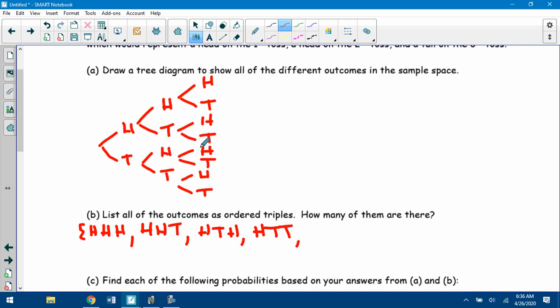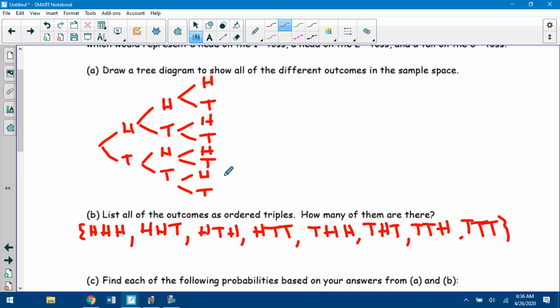Tails, heads, heads. Tails, heads, tails. Tails, tails, heads. Tails, tails, tails. And those are all the possibilities.